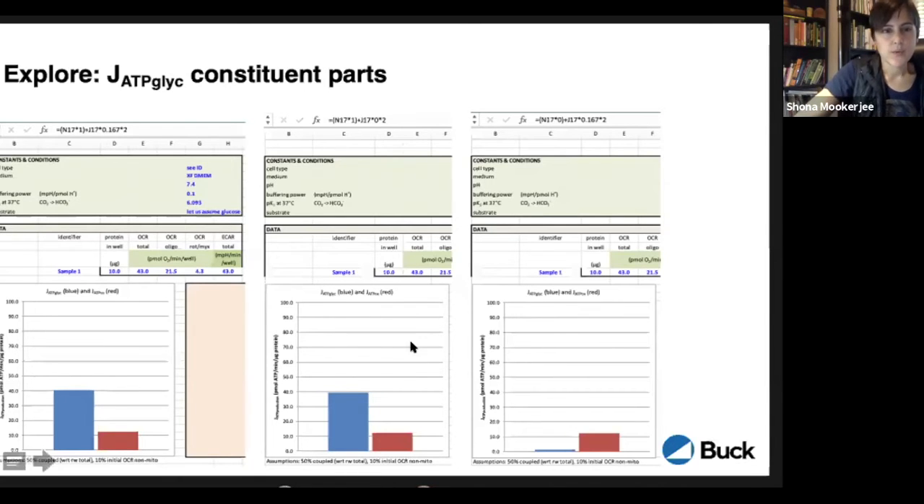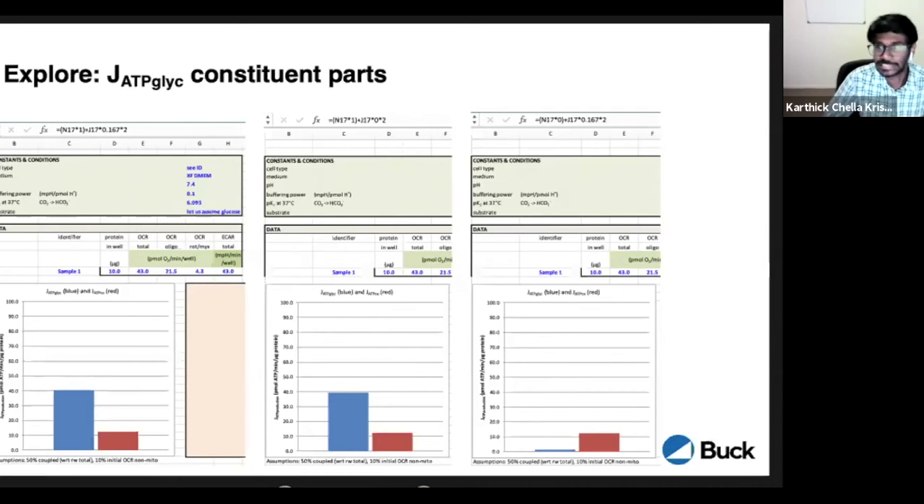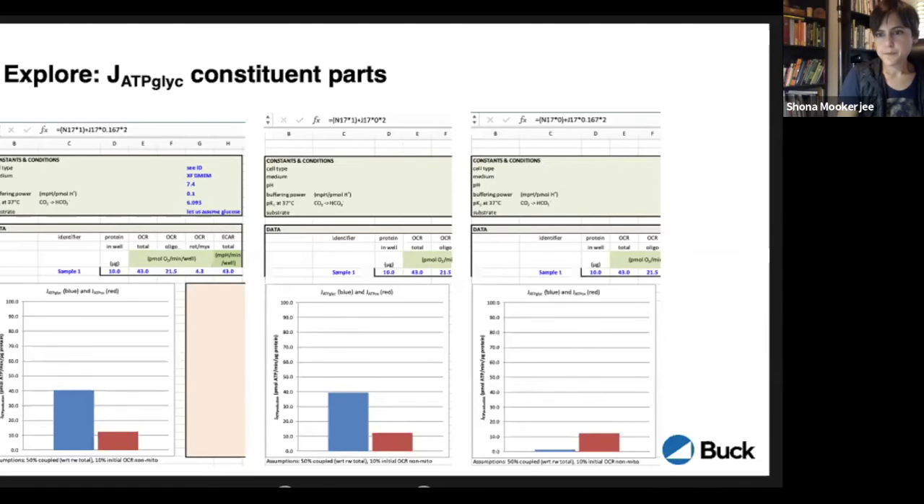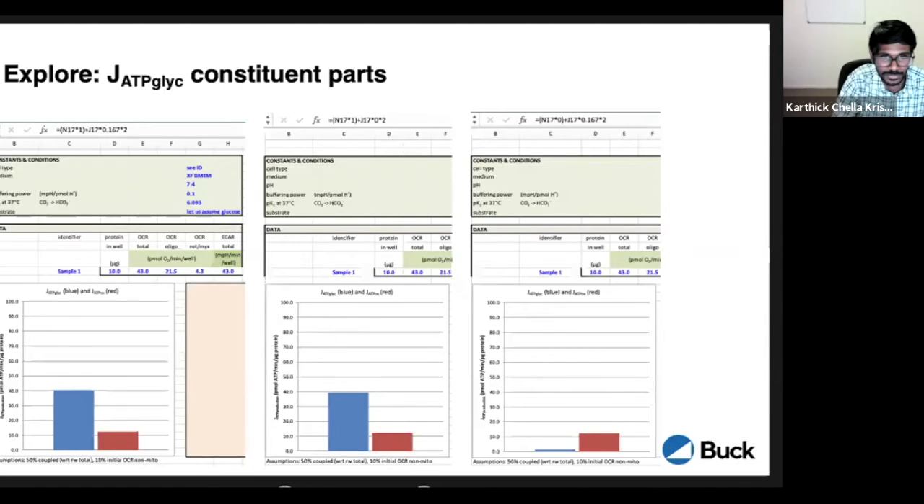Okay, so I have a question. Oh, go ahead. I'm sorry. So this is assuming that we are adding only glucose as a substrate. If we change the substrate, the OCR and ECAR values will change. But will any of the other Excel numbers change? Will we need to recalculate?